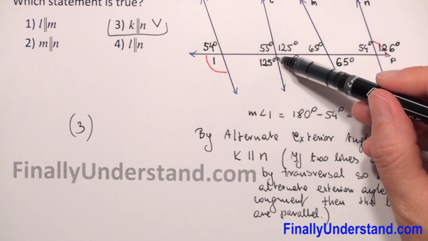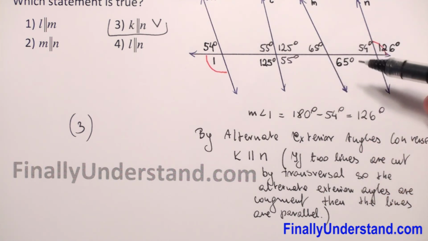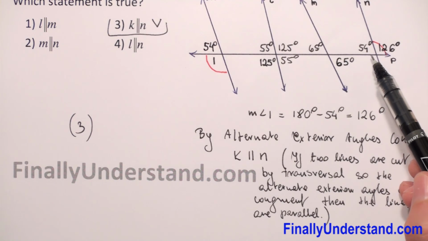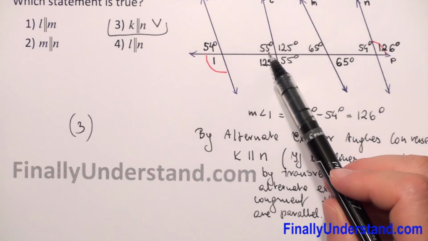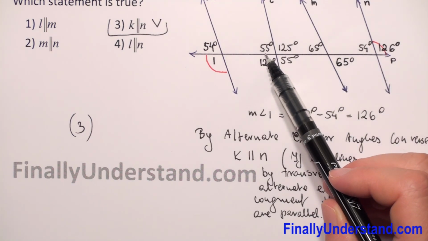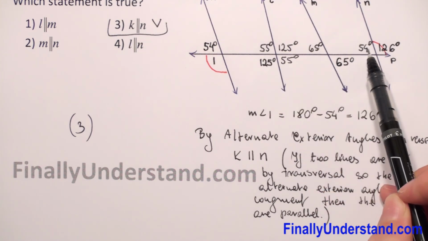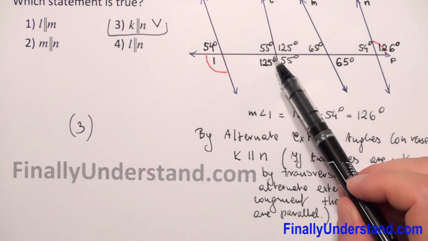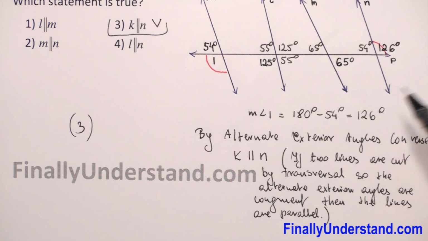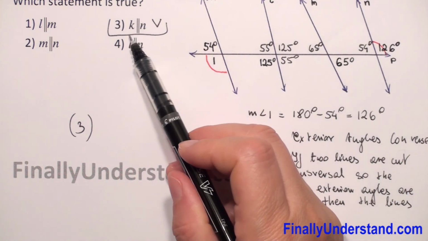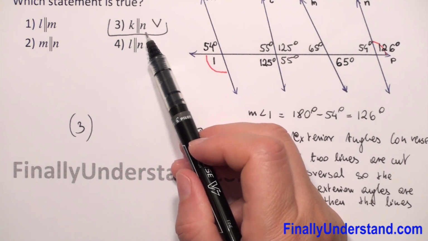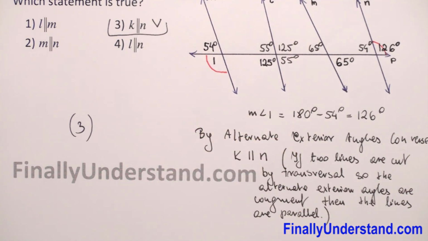And for line L and N, also we have here angle 54 degrees, and here is 55 degrees. So for sure these two lines are not parallel. So the solution is 3. Line K is parallel to line N by the alternate exterior angles converse.